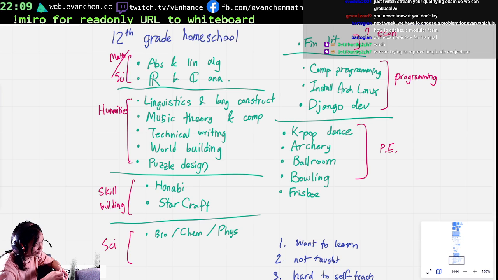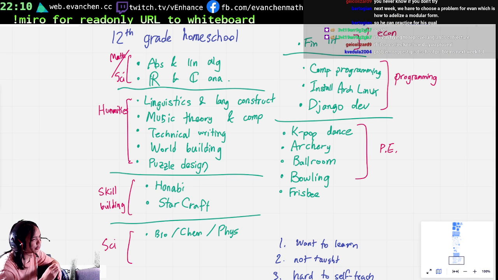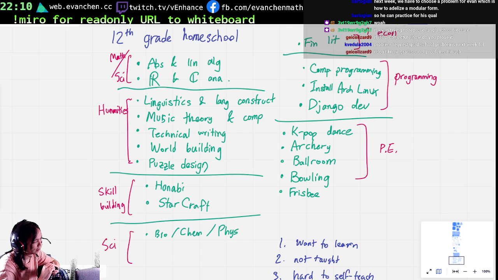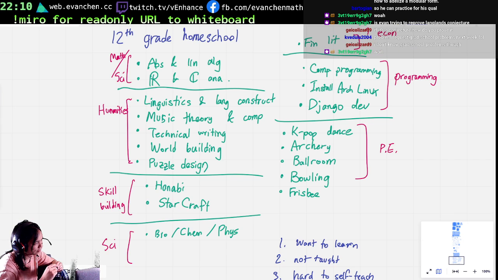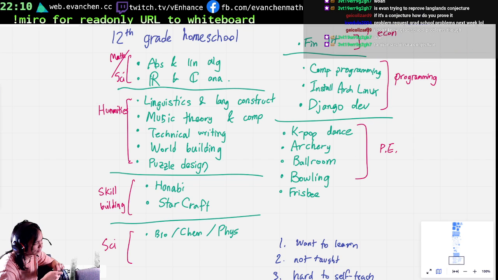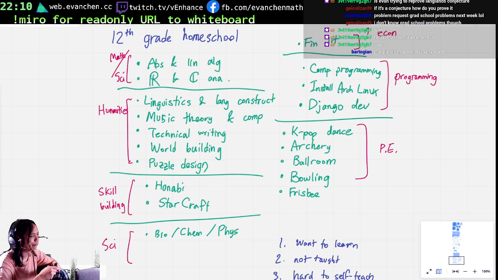Am I trying to reprove Langlands? No. Also, isn't the Langlands conjecture open? I thought the Langlands conjecture was open. Oh. That might be... I don't know what I'm doing. I'm just trying to learn the math right now.